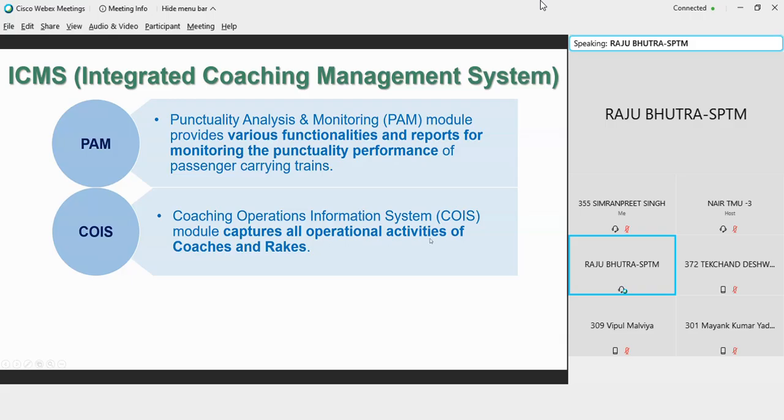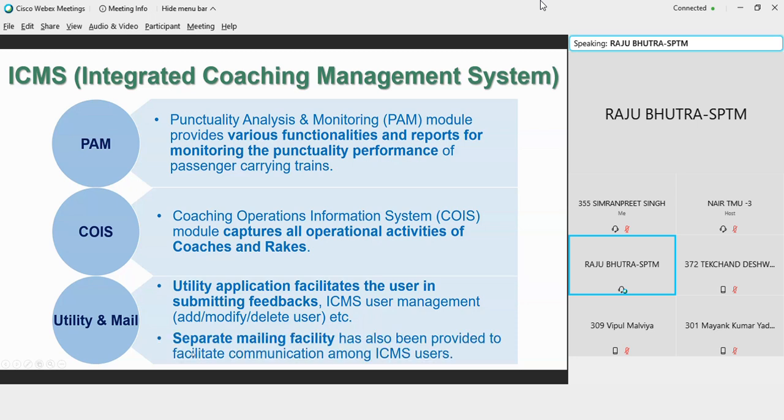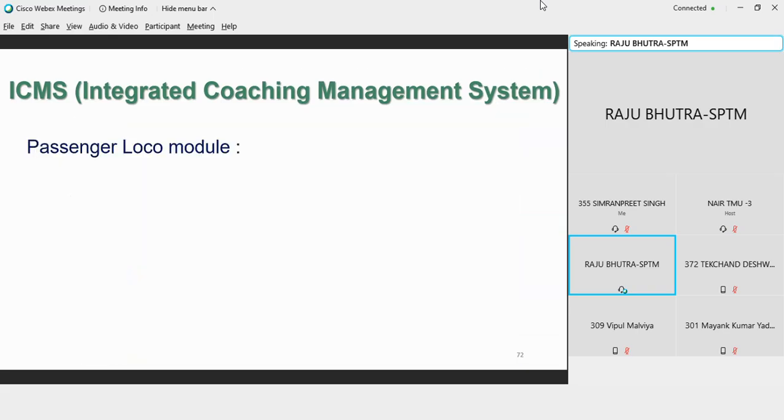It captures all operational activities of coaches and trains. And a utility and mail module is also there. Utility application facilitates the user in submitting feedbacks, ICMS user management, etc. And a separate mailing facility has also been provided to facilitate communication among the various ICMS users.